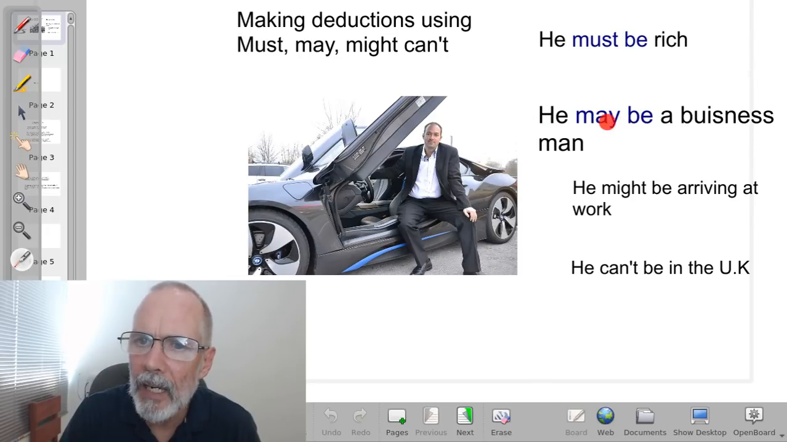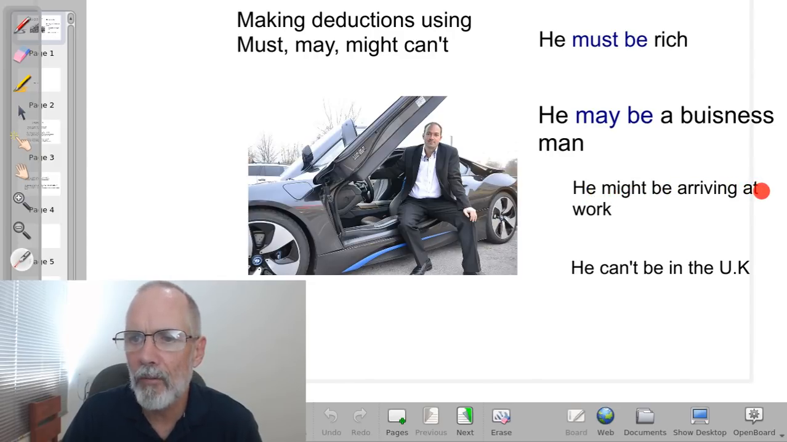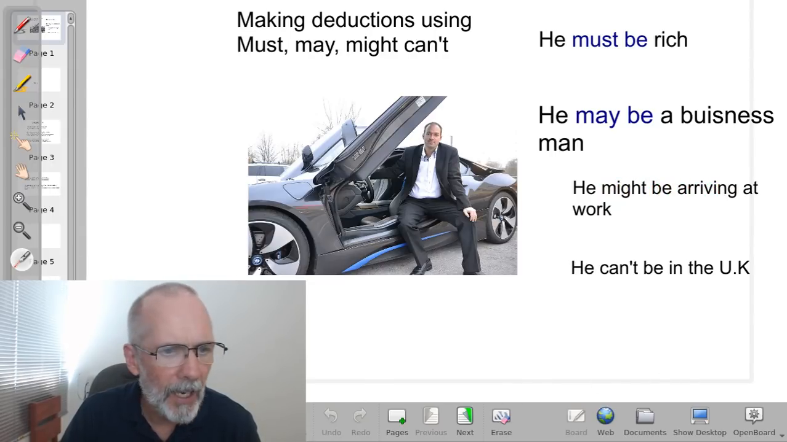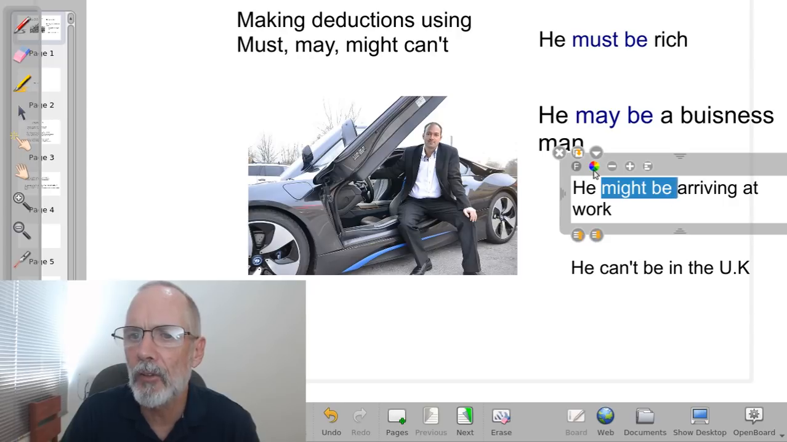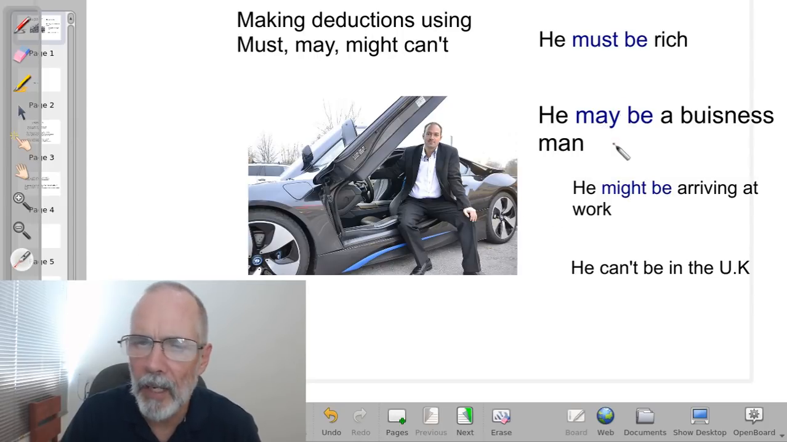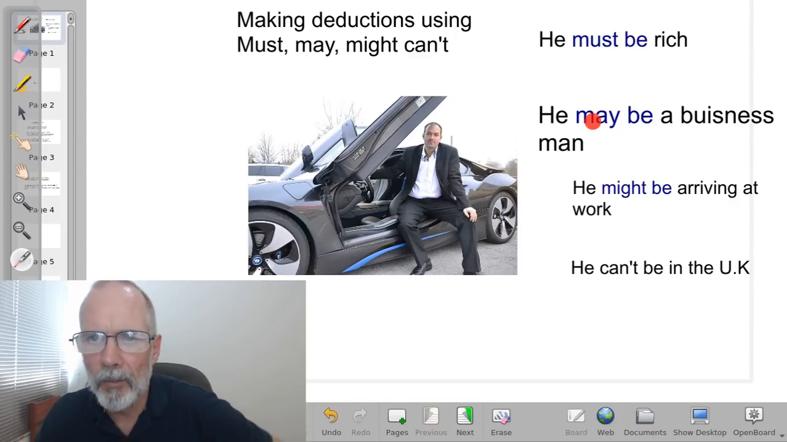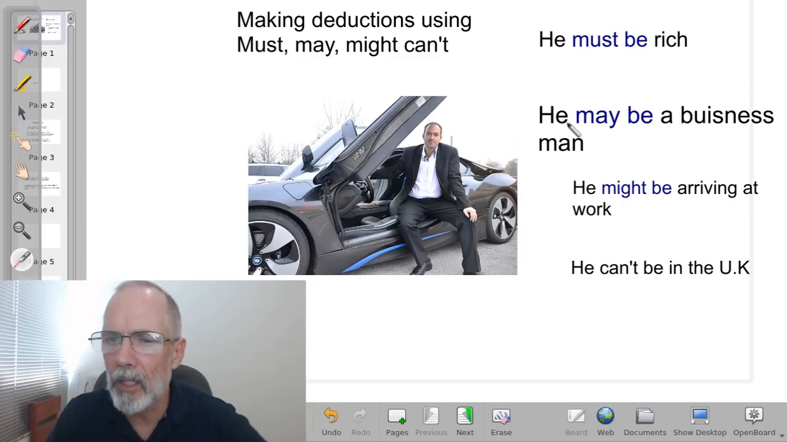So he may be a businessman is a possibility. And the next sentence we have is using might. He might be arriving at work. So this again is a possibility. In fact, may and might have the same meaning. Here we're using the modal verb might, and here we're using may. The difference is only the level of formality. He may be a businessman is more formal than saying he might be a businessman.